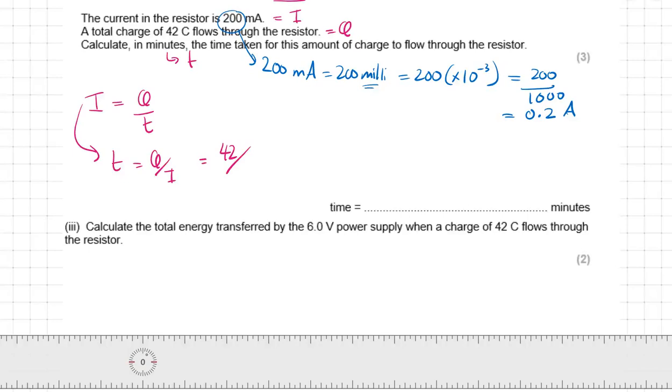So it's going to be 42 divided by 0.2, and this will give you 210 seconds. The answer needs to be in minutes. So seconds, turn this into minutes. We need to divide by 60 in this case, because there's 60. How many seconds are there in 1 minute? 60 seconds. So therefore 3.5 in this case.